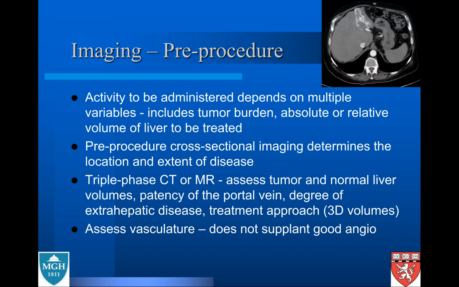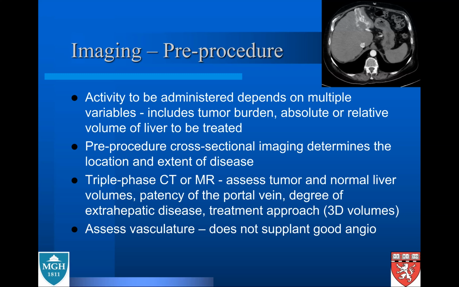And also you're going to look at where the tumor is, how vascular the tumor is, and that's going to tell you basically what your treatment approach is. Are you going to do a segmental infusion? Are you going to do a lobar infusion? Are you going to bring the patient back maybe to treat different areas? So you really want triple phase CT or MRI, and we also use these images to get 3D volumes.